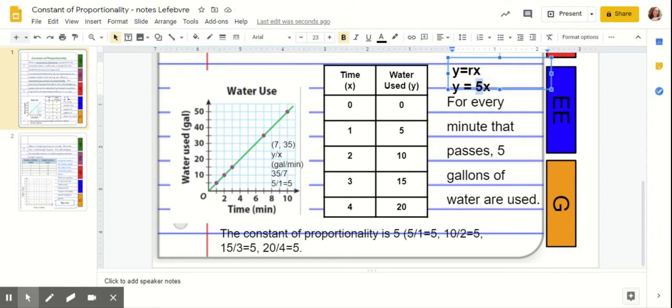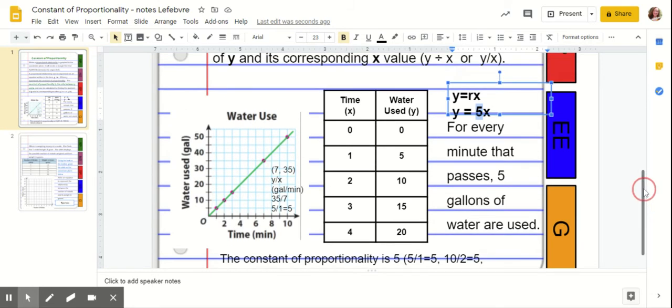This gives me an equation that I could use for any amount of time. What I mean by that is I can say, well, this table doesn't tell me for 20 minutes how much water I would use. So I can go into my equation and I can substitute. So I know the total amount of water can be found by multiplying the constant of proportionality times whatever number of minutes I want to calculate for. So again, let's say 20 minutes. Well, what is 5 times 20? 100. So that tells me that in 20 minutes, I would use 100 gallons of water.